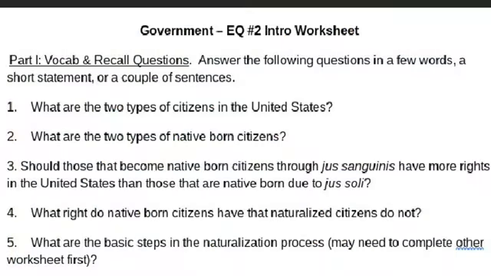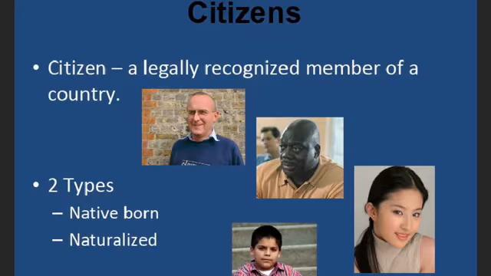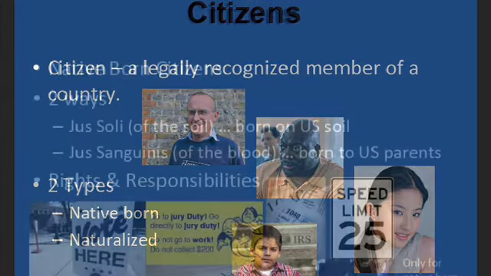We're going to be going over this intro worksheet first. And the first question you can find on this first slide right here, what are the two types of citizens in the United States? It's down there in the bottom left-hand corner. It's going to be native-born citizens and naturalized citizens. A native-born citizen is a citizen from the second they are born. A naturalized citizen is someone who was a citizen in another country and came here and became a citizen.